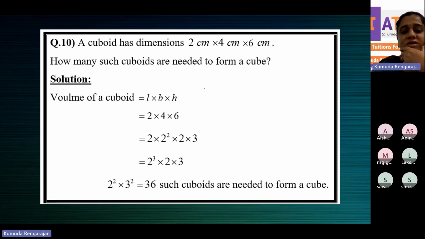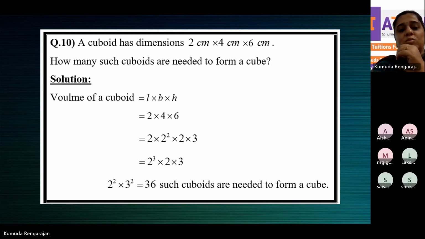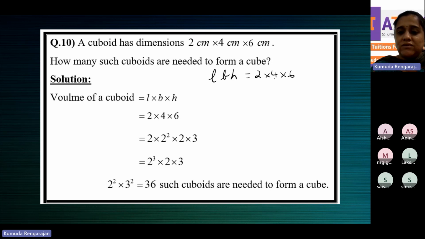Now if the edge of a cube is 10 centimeters, its volume is going to be 10 into 10 into 10. Now this is the volume of one cuboid. But we know that this one is not a perfect cube. The volume of a cuboid is given by the formula L into B into H. So the volume of a cuboid is 2 into 4 into 6. We're not finding the product, but this is the volume.